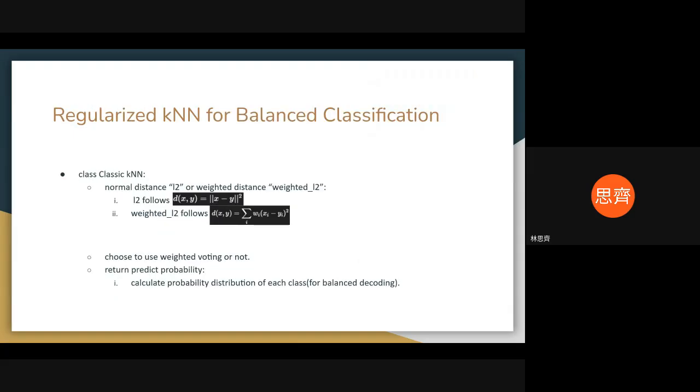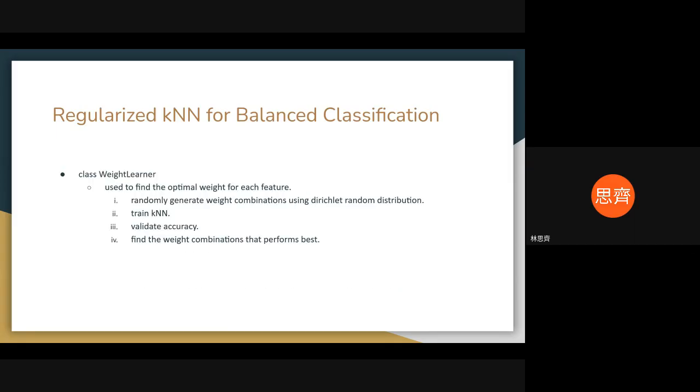Okay, so here we have the regularized KNN. First we generate data with 1,000 samples, 20 features, and 2 classes to test the model performance. And then we split it into 70% training set and 30% validation set. First, we have 2 different ways to calculate the distances. The normal one, just not weighted, is the normal distance as shown in the slides. We can also choose whether to enable weighted voting and return predicted probability. The predicted probability here is for the later balance coding part, and I'll cover it later. Nice. Okay, next page.